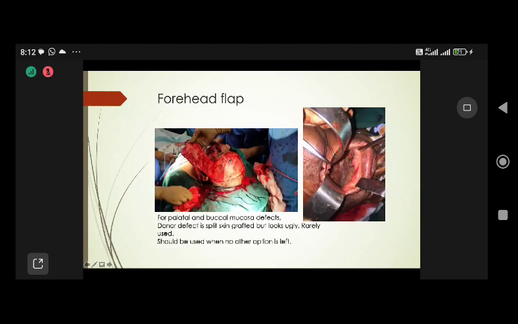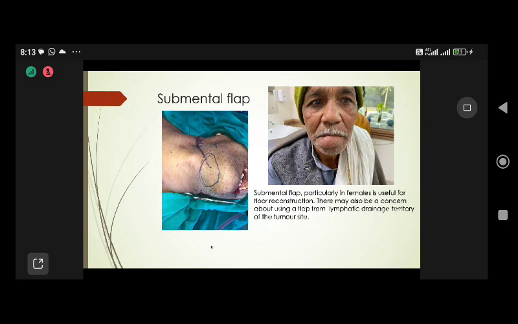Forehead flap. This is used for palatal and buccal mucosa defect. Donor site is split skin grafted, but it looks ugly. That's why we rarely use this flap, and it should be used when no other option is left. Submental flap. Because of the beard area in males, this flap is not used for the reconstruction of the floor. It is used particularly in females for the floor reconstruction. But there may also be a concern about using a flap from lymphatic drainage territory of the tumor site.